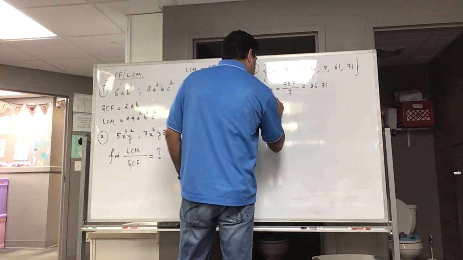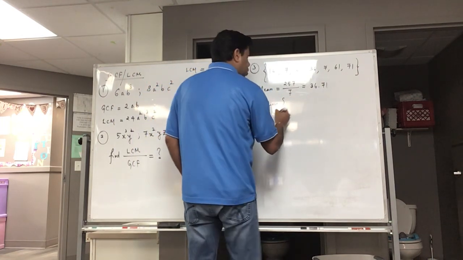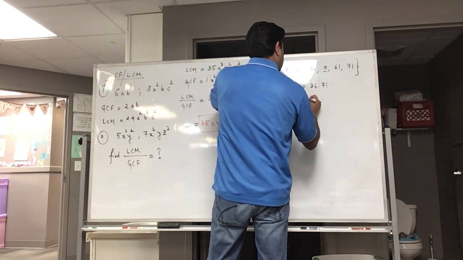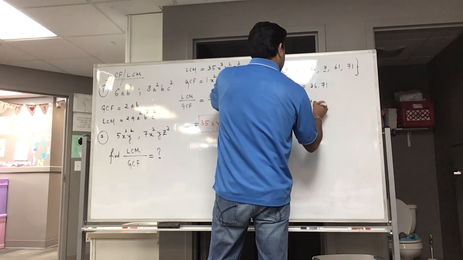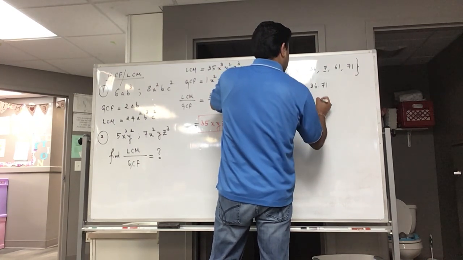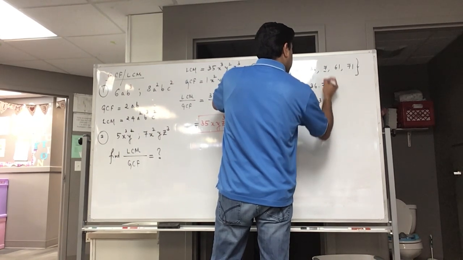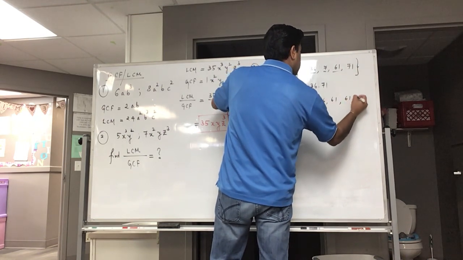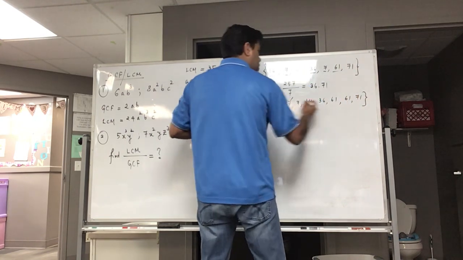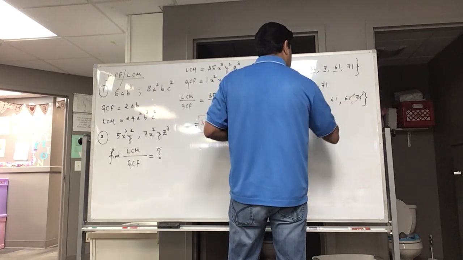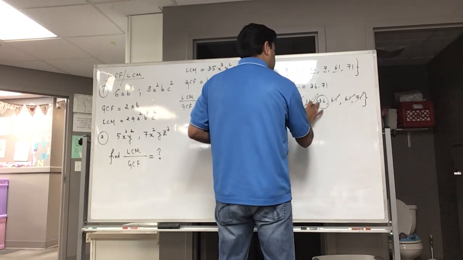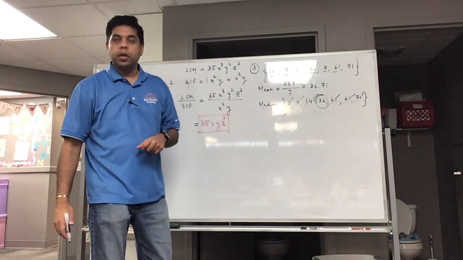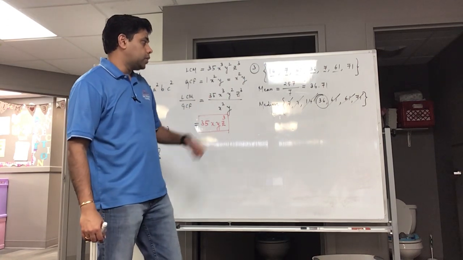For the median, you have to put the numbers in ascending or descending order. So 7, 7, 7, 7, 14, 36, 61, 71. Okay, so the median is 36, right? And the mean is 36.71.